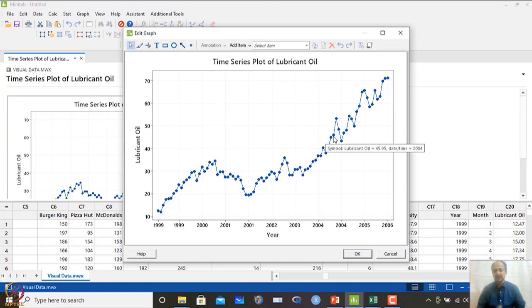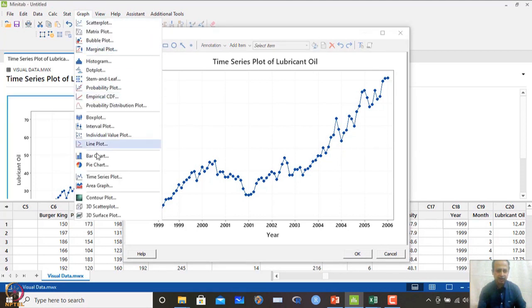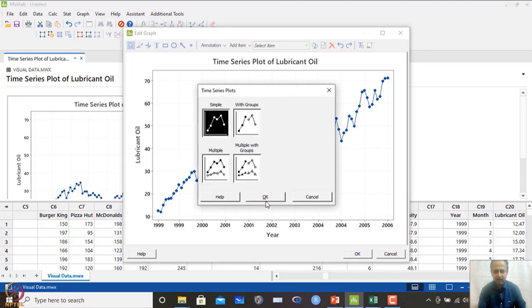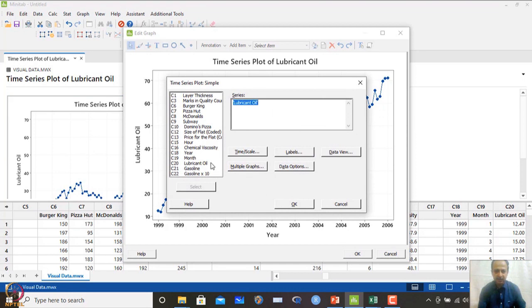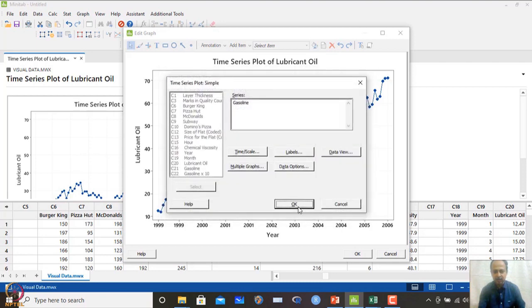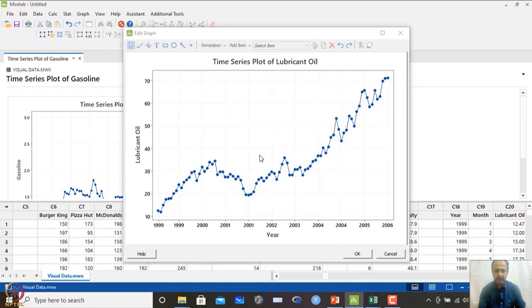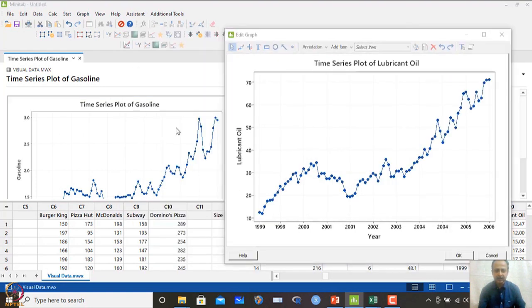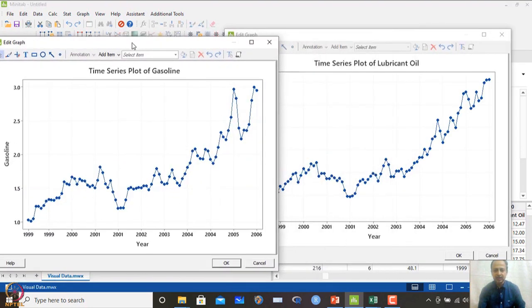It is quite obvious that with respect to year, with respect to time, the price is increasing. Similarly, what we can do is that we can also see plots over here. Again, I can draw a time series plot over here. In this case, gasoline price also I can plot. The time axis will be the same because it is with respect to year. So, I can plot this one also. Here also we can see that both graphs are showing an increasing trend. So, in my mind what comes is that one is increasing, the other is also increasing.